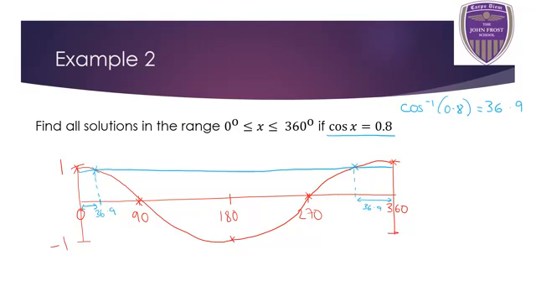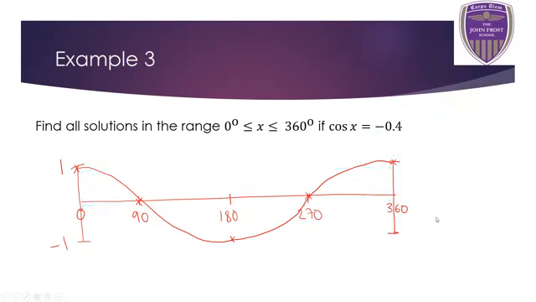So that value should be 360 minus 36.9, which is 323.1. So two solutions this time: x equals 36.9 from the calculator, and x equals 323.1 by using the graph.